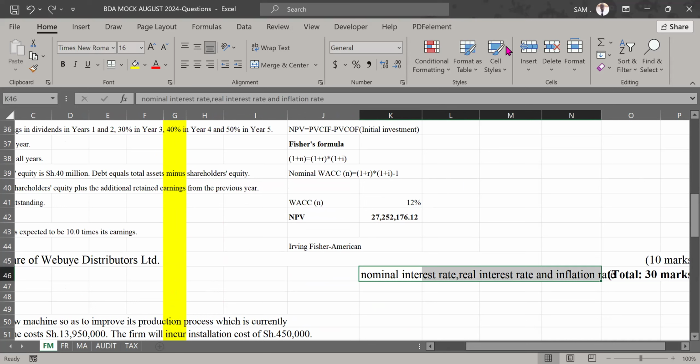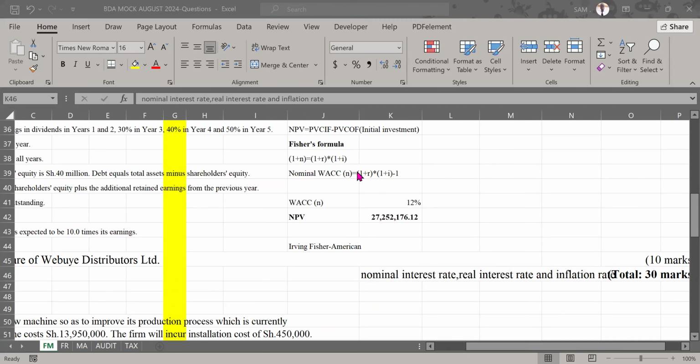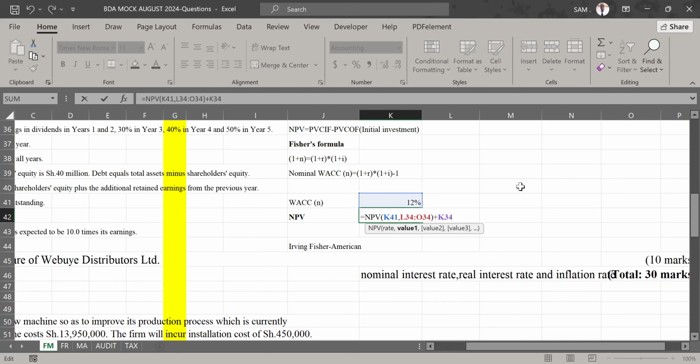So are we together, guys? Are we together up to that point? I have a different answer. You have a different answer? Please place a cursor on the NPV formula. Mine is different. Yes, I've activated my NPV.